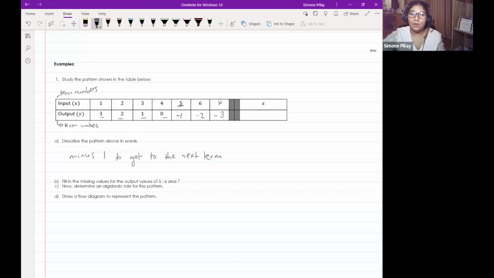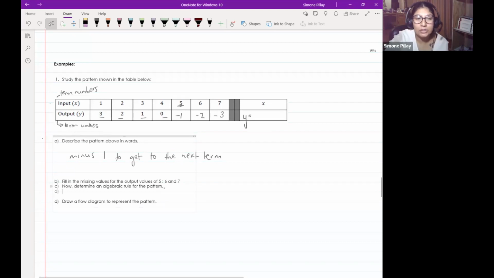Now for X, what is my output? If my input is X, my output is going to be Y. But how do I get Y? How did I know this was going to be Y? How do I take X and apply my rule to get Y? We're going to have a look at that now. So we have filled in the missing values. Now we want to determine an algebraic rule for the pattern.